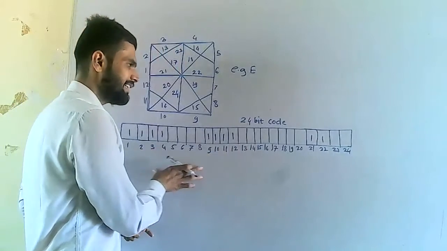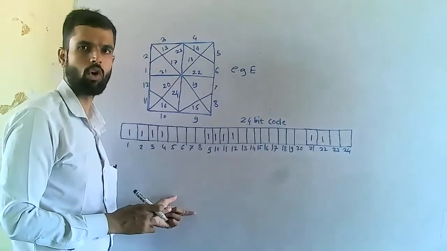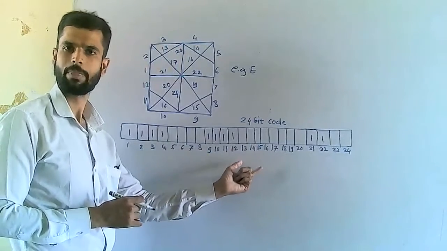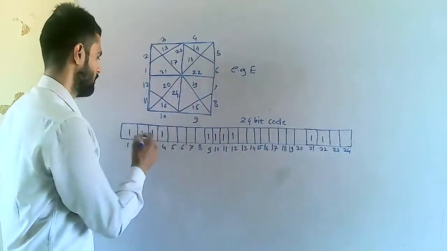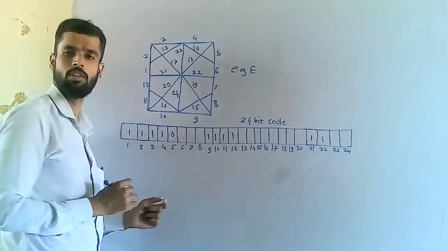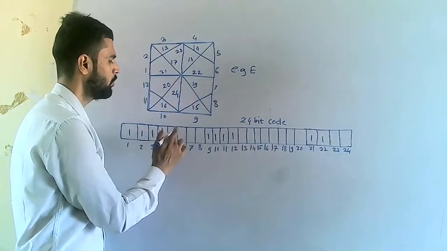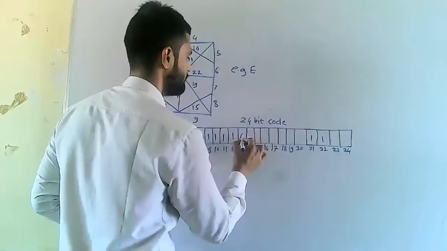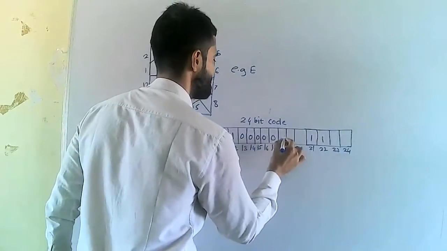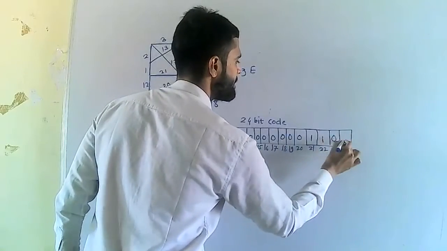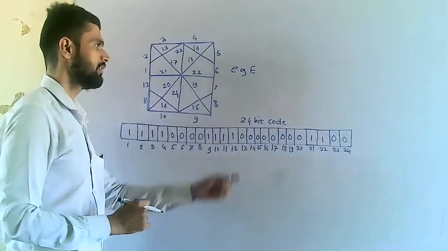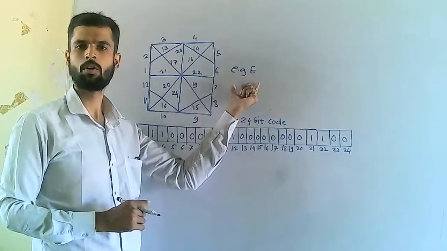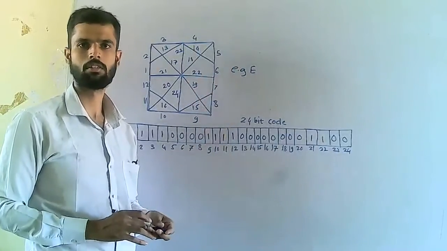Okay, so this code we use for the generation of the character E. So all we need to do is put 0 on the remaining places. Okay, so this is all about the starburst method. I took the example of the character E. You can take any example.